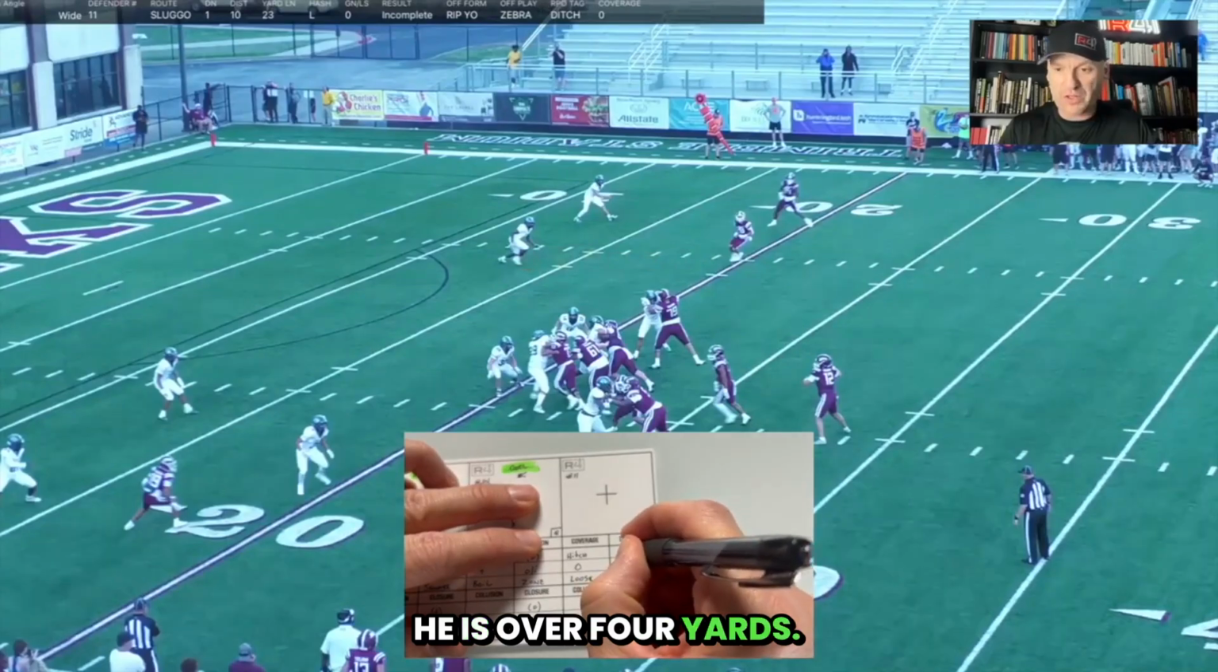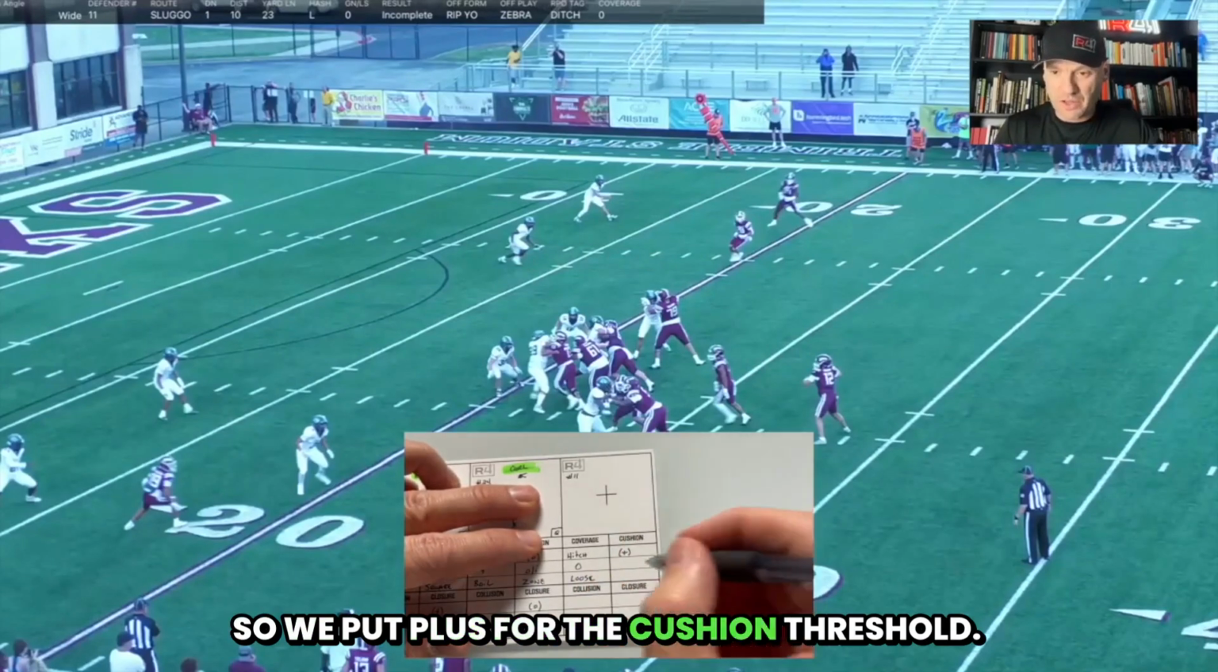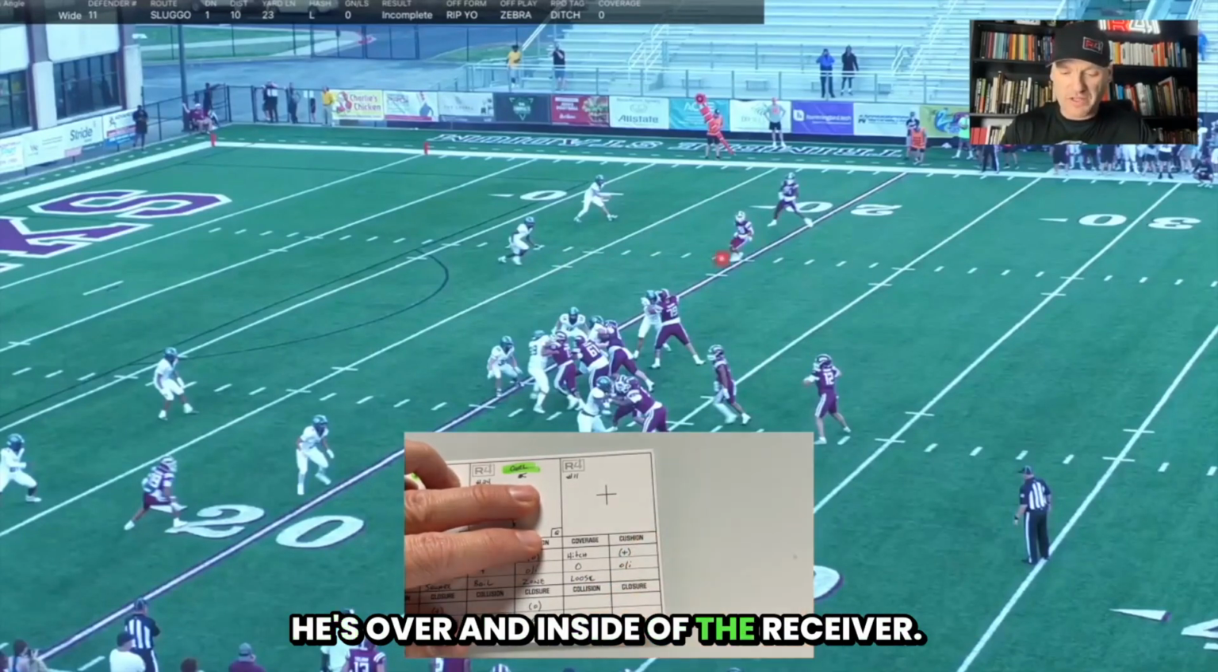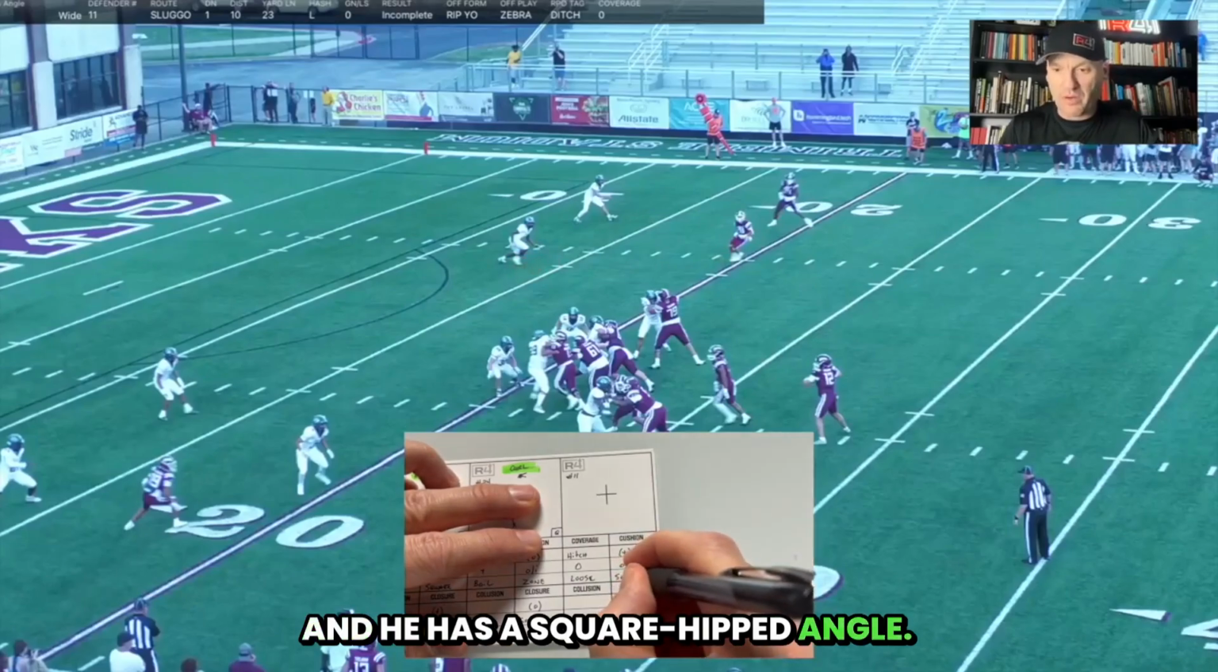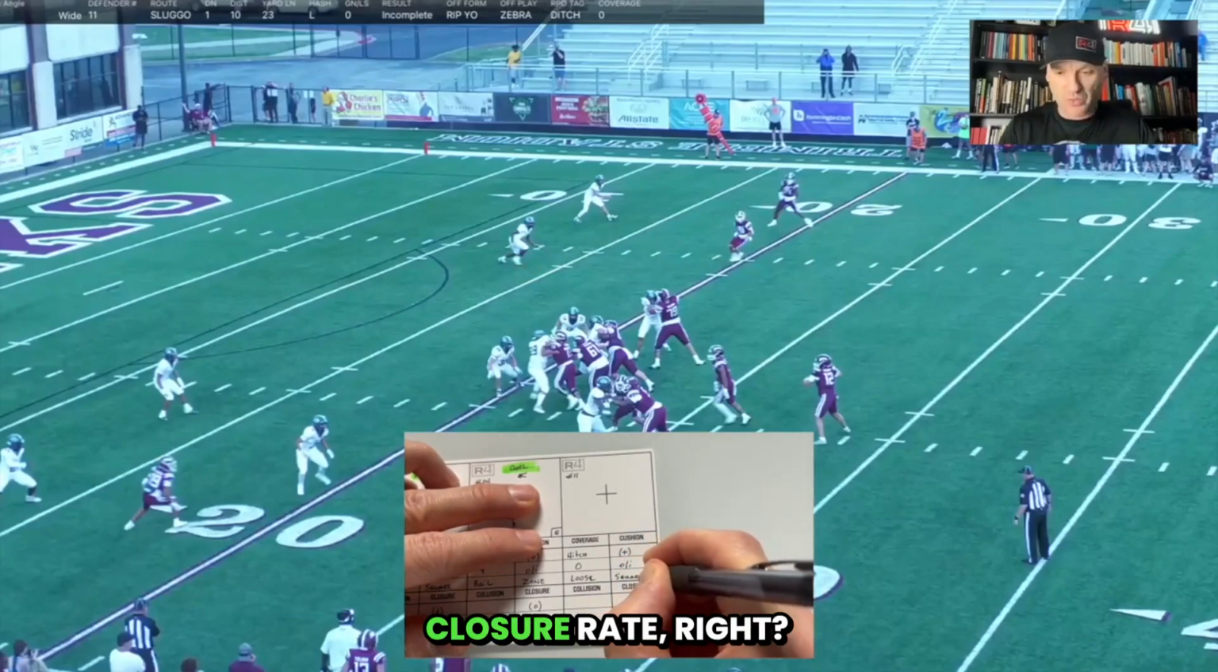He is over 4 yards, so we put plus for the cushion threshold. He's over and inside of the receiver, and he has a square hip angle. Next thing we're going to grade is his closure rate, right?